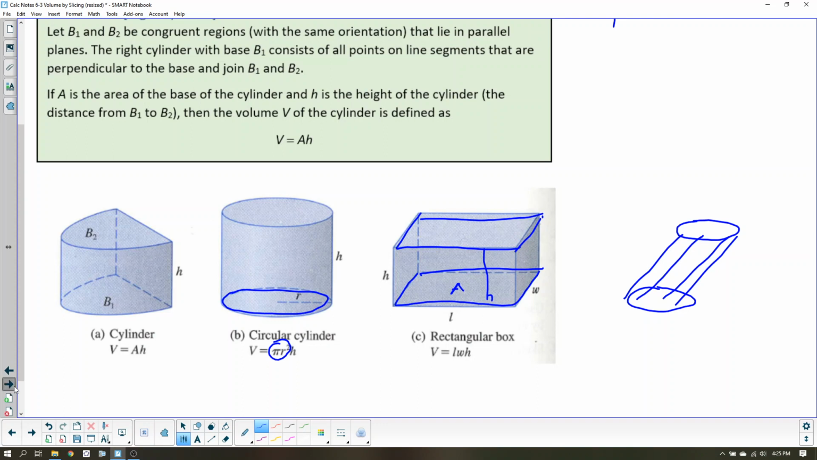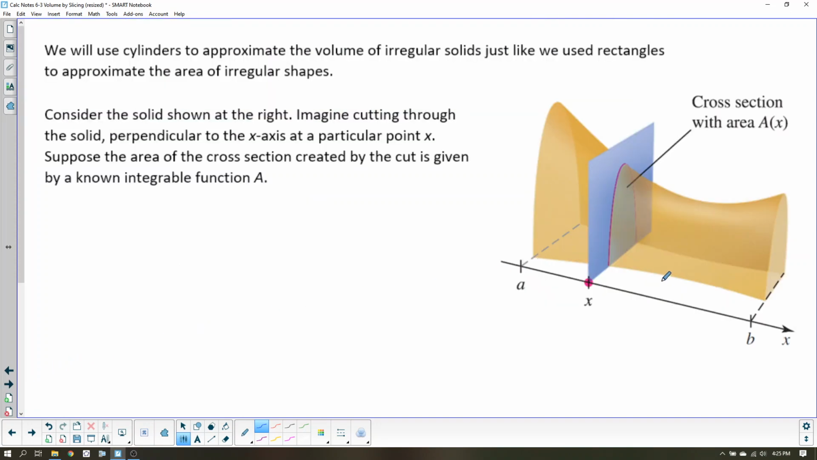So how can we use this? Well, imagine that we have some irregular shaped region like this, and we're going to align it along the x-axis here. And then the idea is we're going to look at cross sections of this. So a cross section, just imagine a plane slicing down through this. You can think of it like the blade of a knife cutting down through it. And that cross section would create a region, a 2-dimensional region in here.